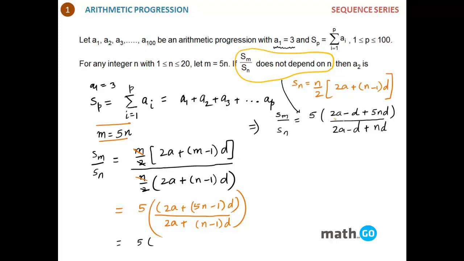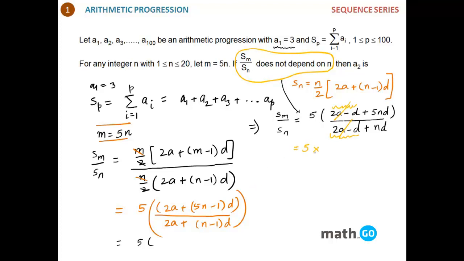So let's see what this means here. How do we make this ratio independent of n? These are two terms. This is the first term, which is common in both the numerator and the denominator. If we remove this term from both the numerator and the denominator, what would be left?